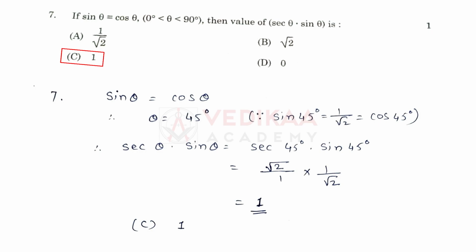And the value of sec theta into sin theta was asked. So sec 45 is equal to root 2 and sin 45 is equal to 1 upon root 2. So if you substitute these two values, you will get the given value as 1. So the correct option is C, 1.